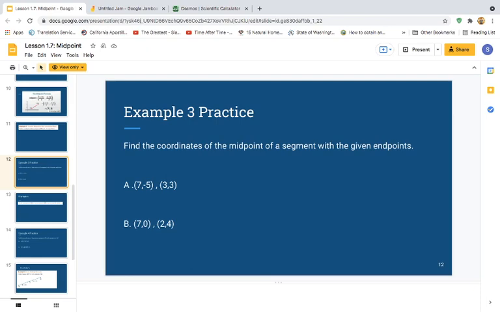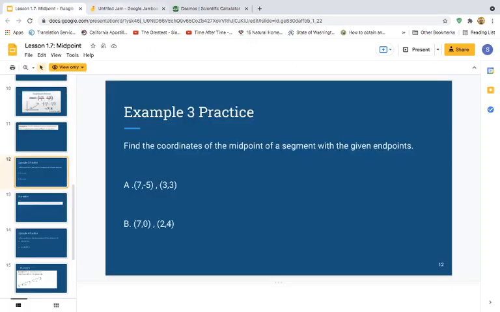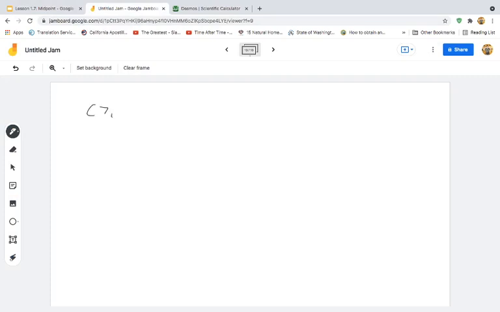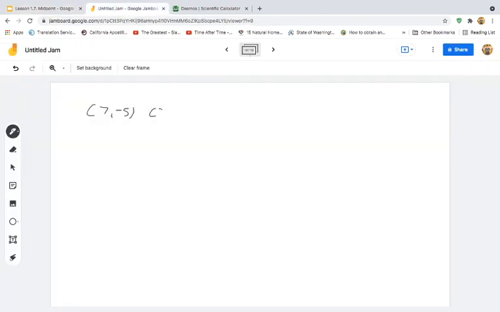Okay, so let's go ahead and solve these two problems. So we'll start with A. We have two endpoints, and I'm going to draw them out over here. So we have 7, -5. And then we have 3, 3. We want to find the midpoint between those two. Okay. Well, if we want to use our formula, we can use our formula. So that's going to be, let's see, x1 plus x2 over 2, comma, y1 plus y2 over 2.